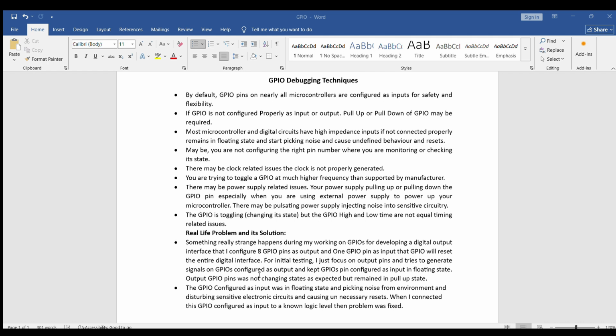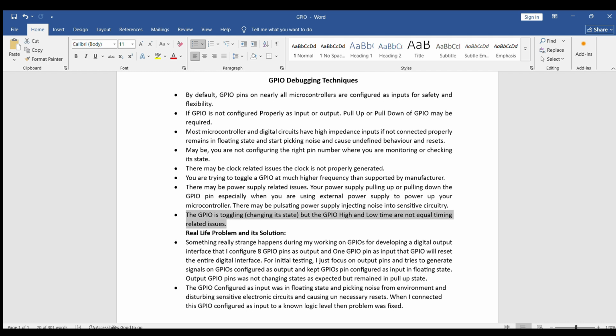The fourth most important thing is that maybe you are able to generate PWMs or toggle your GPIO pins, but there are some issues and the behavior is not exactly what you are expecting. Maybe your GPIOs remain high for more time or low for more time, meaning the duty ratio is not exactly 50%. In the code you configured that the GPIO remains, for example, high for 2 milliseconds and low for 2 milliseconds, but maybe it remains high for 3 milliseconds and goes low for only 1 millisecond.